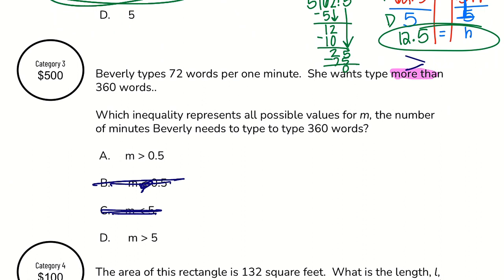All right. Okay. So Beverly types 72 words per minute. So I know I need this 72, right? Okay, and then I see this word per. We added per to our list for multiplication. Okay, so we're going to write this inequality, right? I know I need this more than symbol.